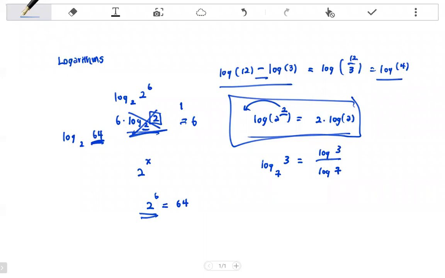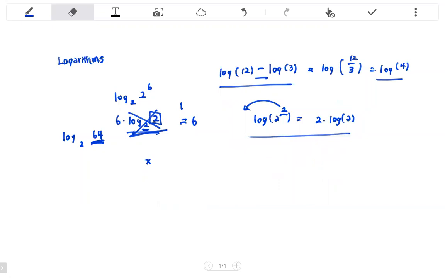Any questions on logarithms? Nothing? Okay. Then let's cover day 8.